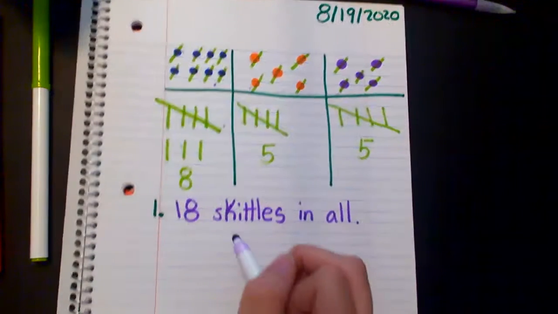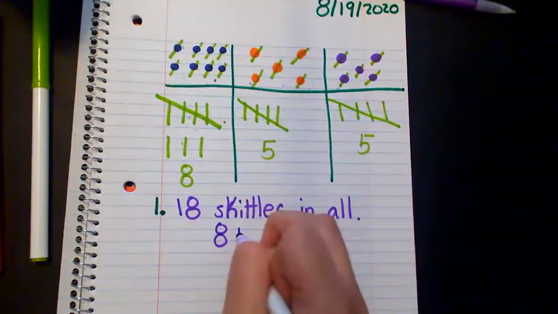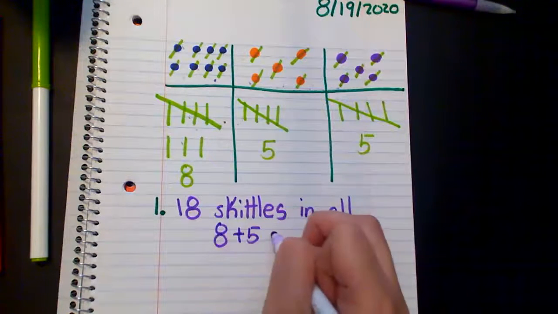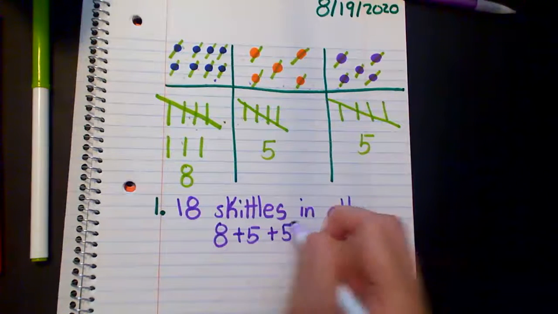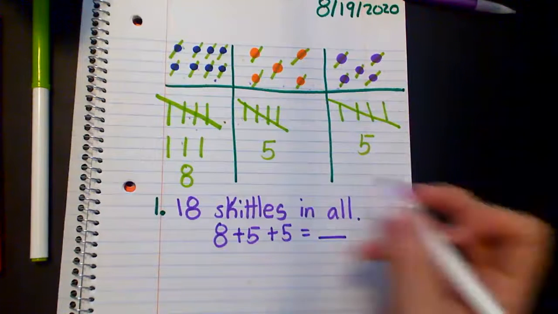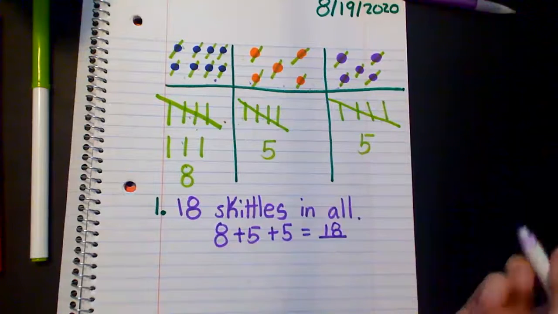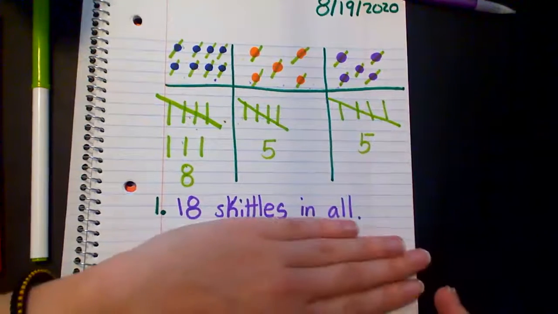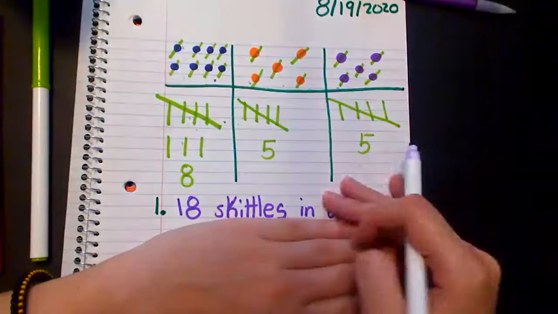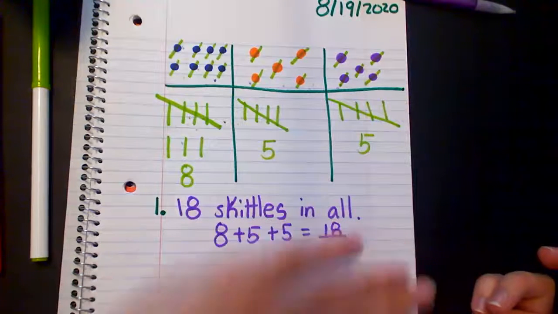If you wanted to challenge yourself, you could do 8 plus 5 plus 5 equals 18. If you wanted to do a challenge. If you don't want to do a challenge, then don't worry about the adding part. Just worry about creating the graph and answering how many there were in all.